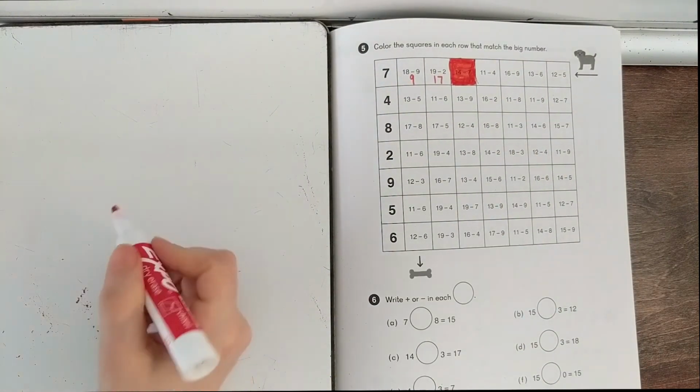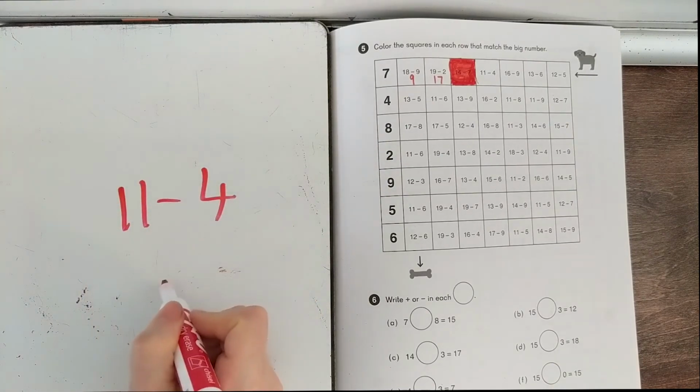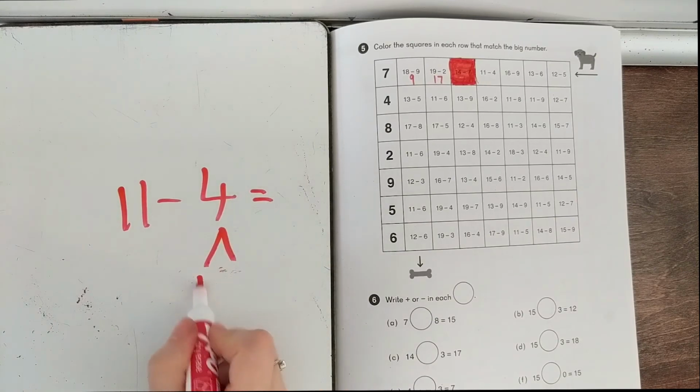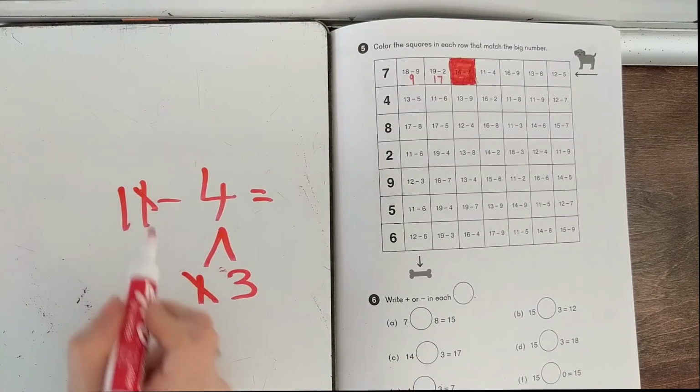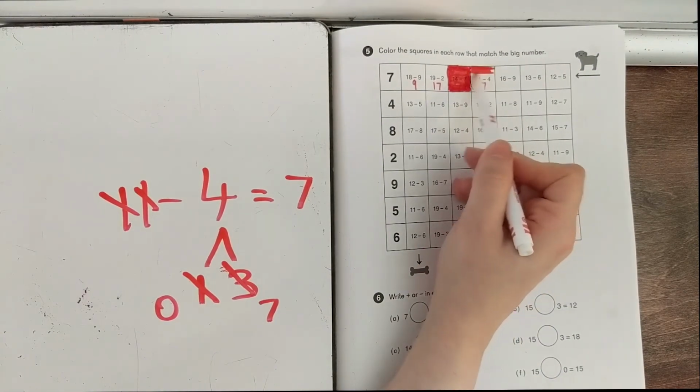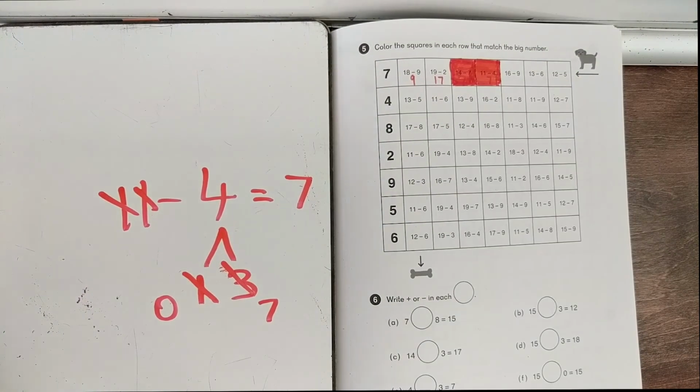Let's do 11 minus 4. Inside of the number 11, inside of the number 4, there is a 1 and a 3. Let's take away from the ones. 1 minus 1 is 0. 10 minus 3 is 7. Oh my goodness, we found another 7. Okay, let's do the next one.